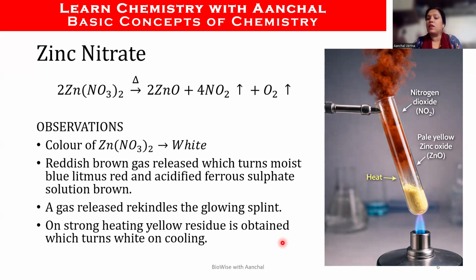So the color of zinc nitrate is white. Reddish brown gas is released, which turns moist blue litmus red, and acidified ferrous sulfate solution brown. What is the color of ferrous sulfate solution, children? Write it in the comment section. And it changes to brown. The gas released rekindles a glowing splint, confirming the presence of oxygen. And on strongly heating, yellow residue is obtained, which turns white on cooling, showing that it is zinc oxide.